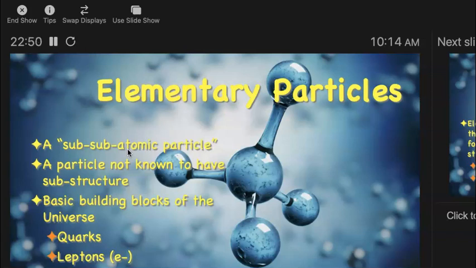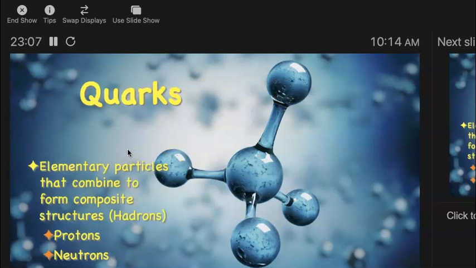Anywho, we're still learning this stuff. My point is, this is not known to have substructure. By the time you have kids, maybe there'll be pieces, parts to quarks. Who knows? That's the beauty of science, though. So what the hell is a quark? Not a misspelled quack. It is its own thing. Elementary particles that combine to form composite structures.